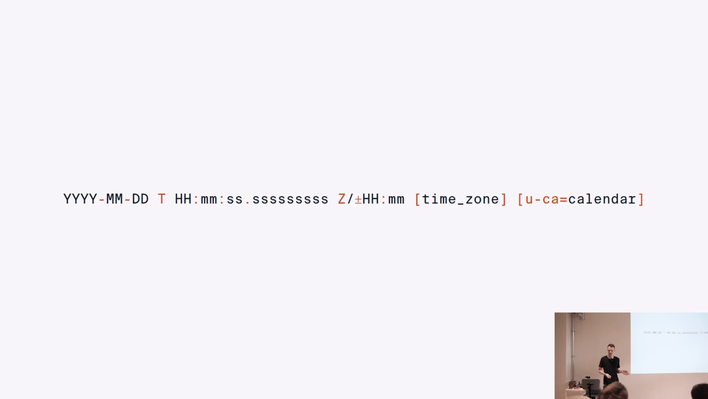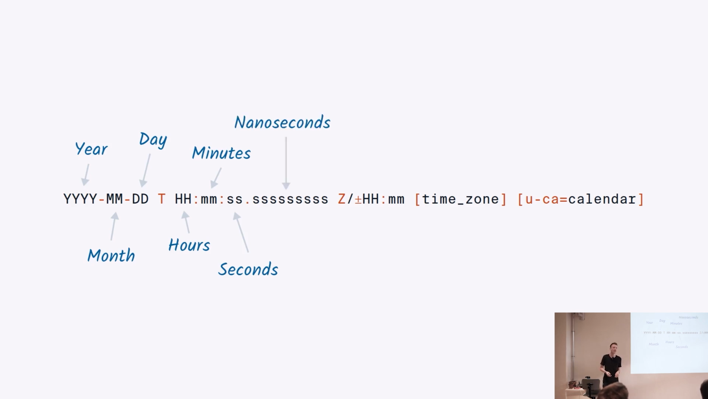First, you have your years, your months, your days. Then separated with a T, you have hours, minutes, seconds. And if you want to be really precise, you can go up to nanoseconds. Then you either specify a Z for UTC, or you can add a UTC offset in hours and minutes. You can also add a named time zone.